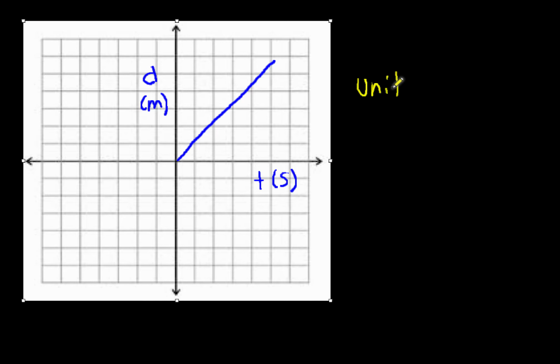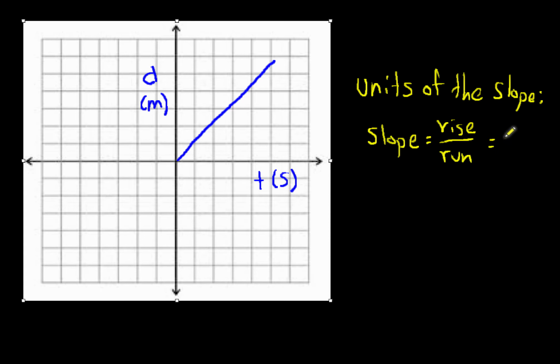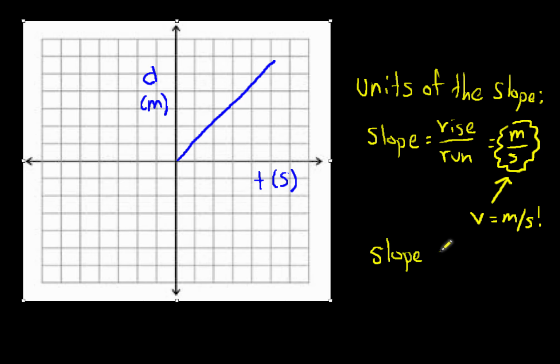Let's look at the units of the slope of a d versus t graph. The slope is equal to rise over run, which means it's meters over seconds. Looking at the units of the slope, we can see that the slope is v, because v has the units meters per second. So the slope of a d versus t graph is equal to velocity.